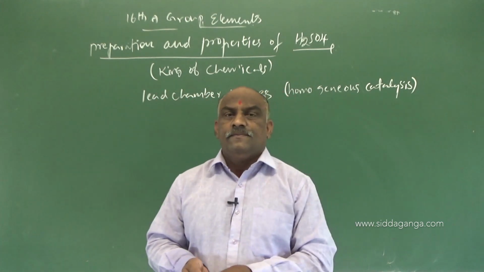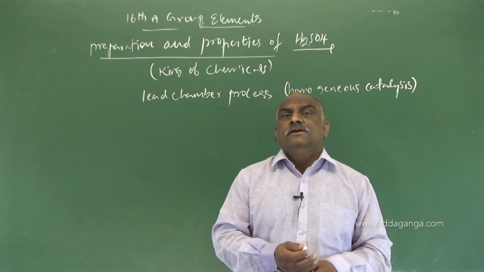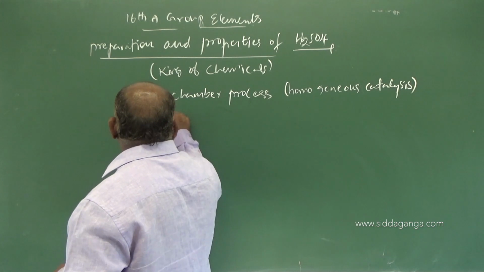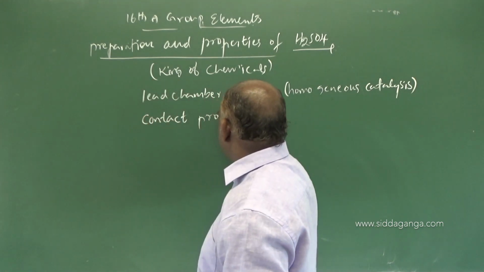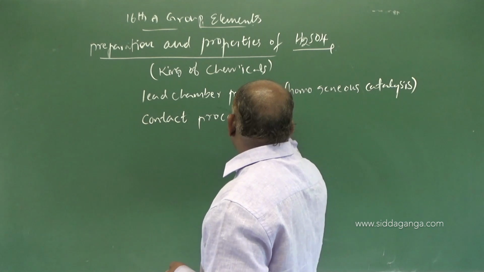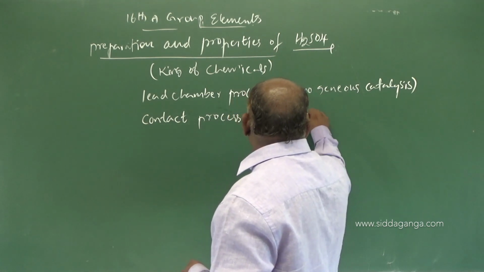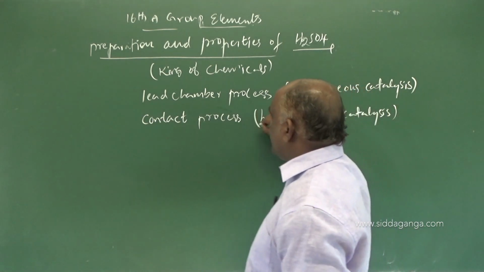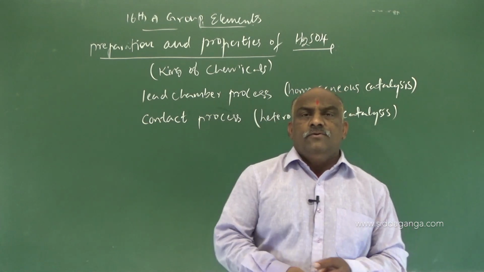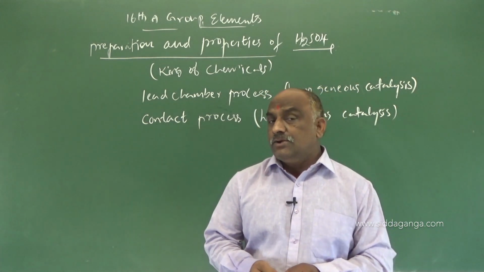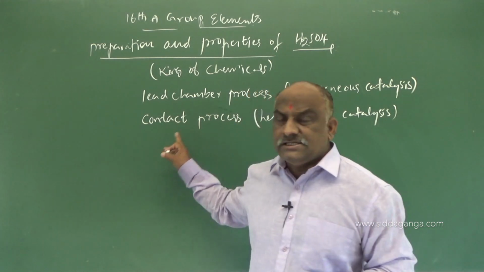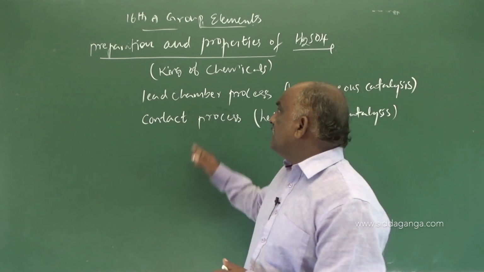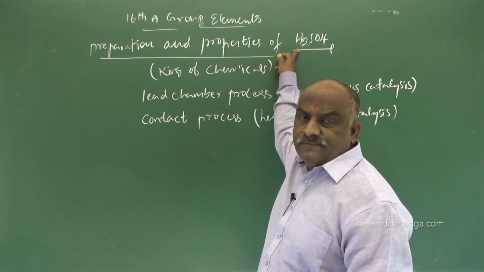But nowadays, preparation of sulfuric acid is done by the process called the contact process. Very important, my dear students. Contact process is an example of heterogeneous catalysis. This contact process involves 3 steps. According to the steps, finally we will get the compound sulfuric acid.